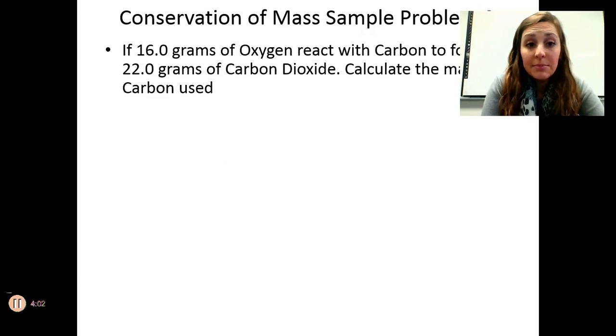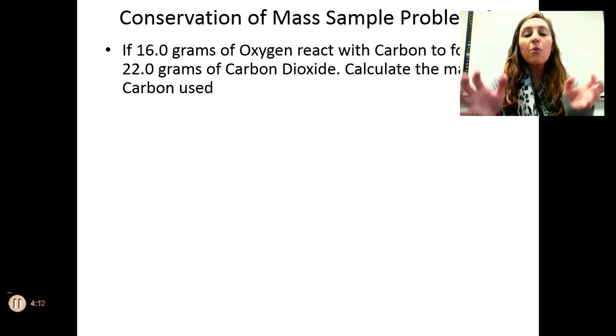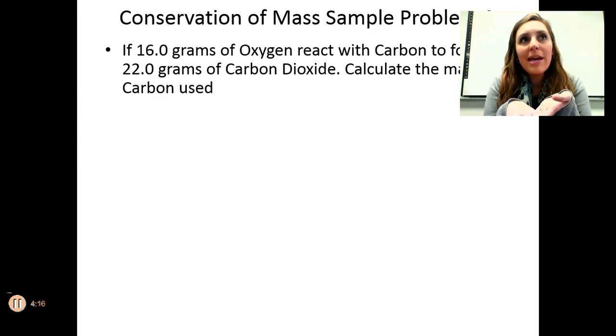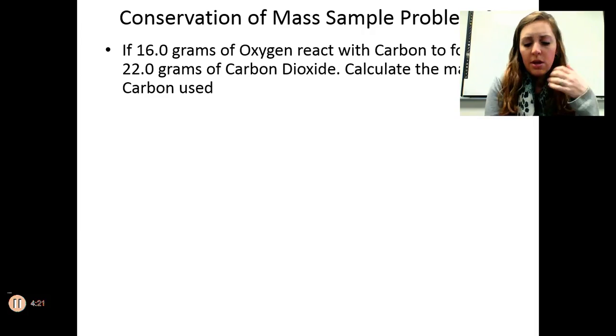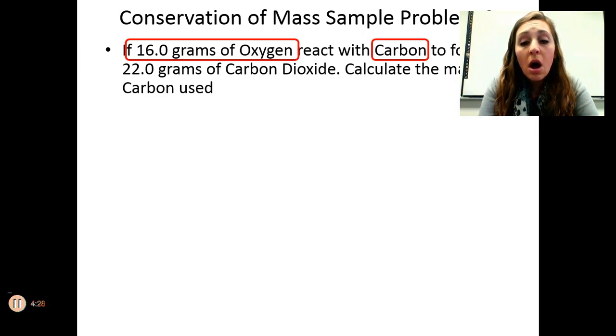Let's do another one. We have 16 grams of oxygen, and they react with carbon to form 22 grams of carbon dioxide. We're going to calculate the mass of carbon that was used. Remember, you want to think about it like a story. Oxygen and carbon are reacting to form carbon dioxide. What did you start with and what did you end with? Oxygen is something you started with. You needed to put it with the carbon to make something. Carbon is also what you started with. It's forming 22 grams of carbon dioxide, so that's the end product.